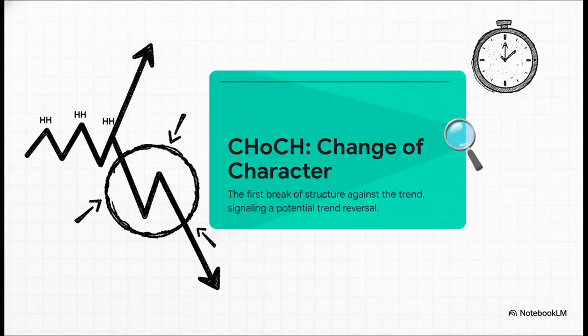Now, its counterpart is CHoCH, or change of character. And this is your first major red flag. Let's say the market's been in a beautiful uptrend, making higher highs. A CHoCH is the very first time it fails to do that, and instead breaks a recent low. It's the market changing its tune, giving you a hint that a reversal might be just around the corner.